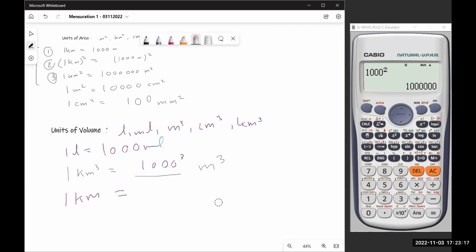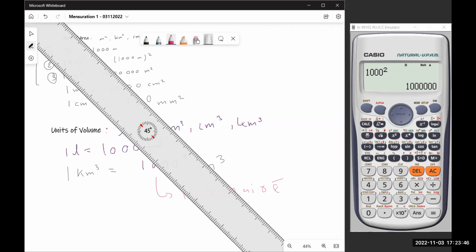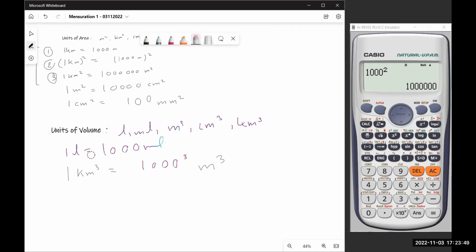Do you understand? 1000 cubed. Any questions? It will be 1 with 9 zeros, which is a billion. And all of you should become billionaires someday, right? So that's the money you're hoping for. 9 zeros.